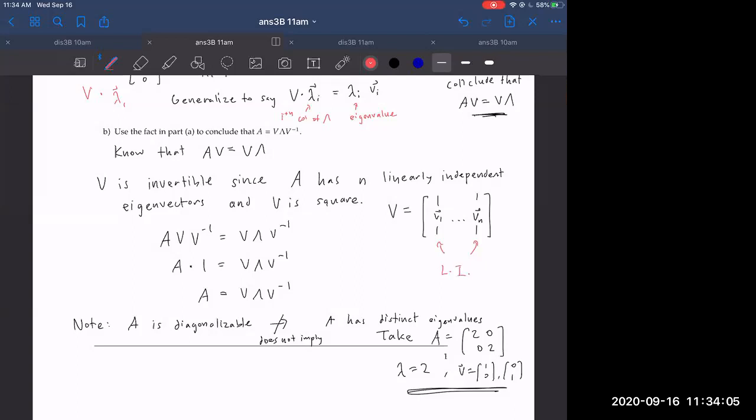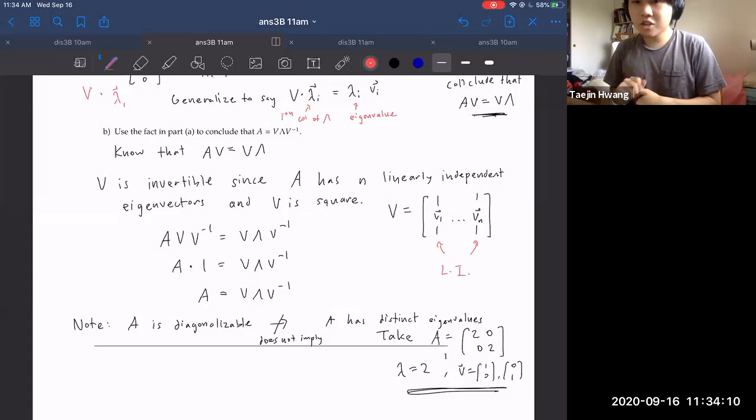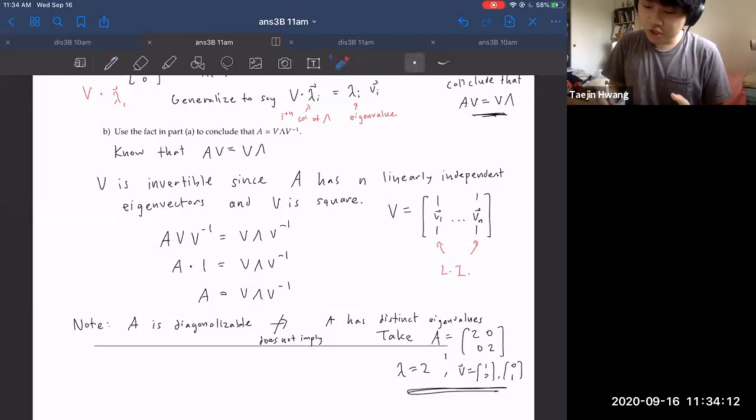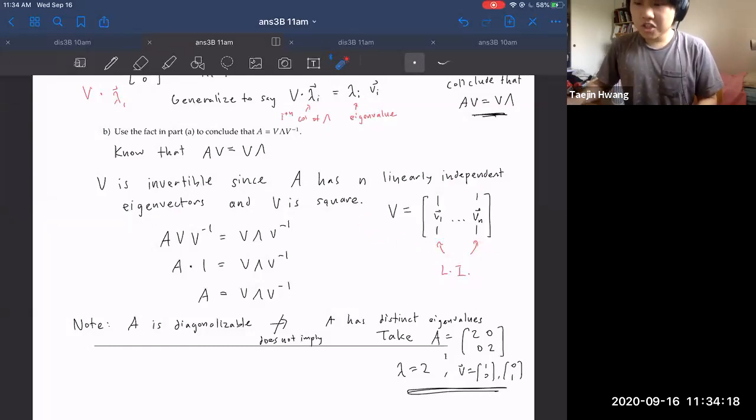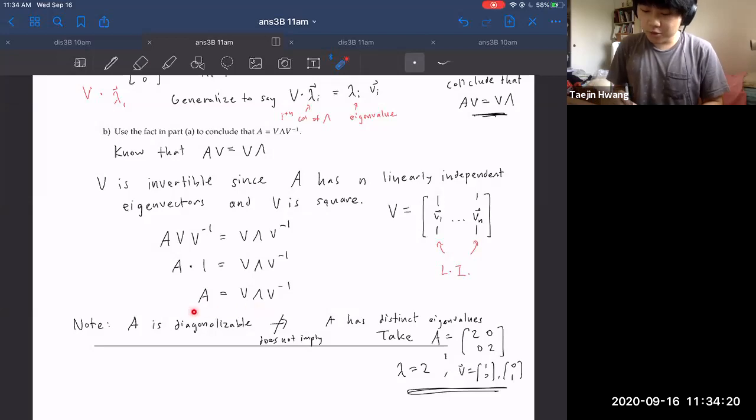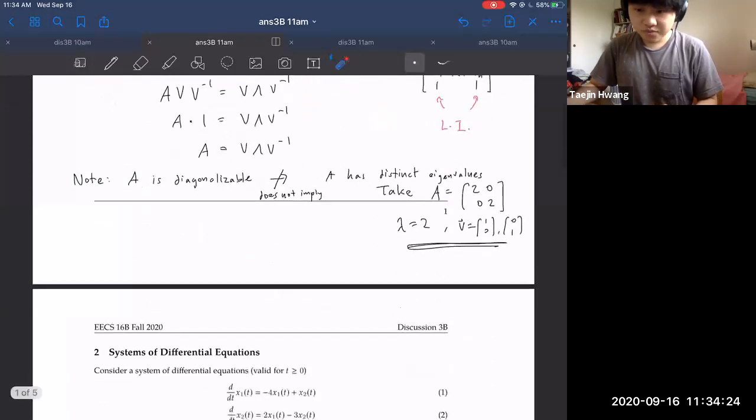Because V is the matrix of eigenvectors, and all those are linearly independent by construction, since we assumed A has n linearly independent eigenvectors, this matrix has to be invertible. And this really is the key to writing out A equals V lambda V inverse and solving our vector differential equations.